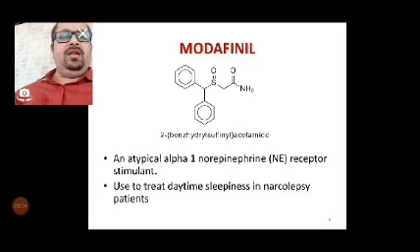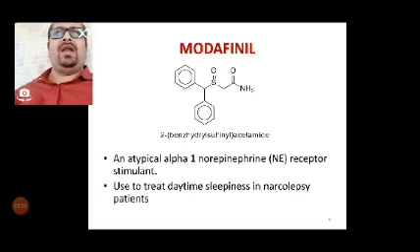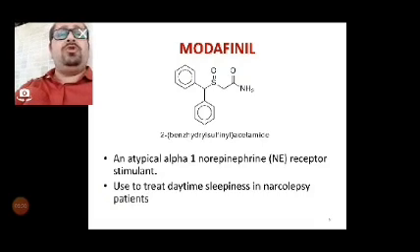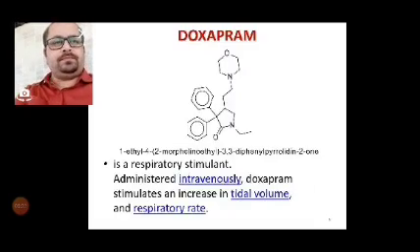This modafinil acts as an atypical alpha 1 norepinephrine receptor stimulant. Norepinephrine means noradrenaline. It is used to treat daytime sleepiness in narcolepsy patients. Those patients sleep in the daytime. So if you administer or recommend this drug, they can overcome their daytime sleep with the help of this CNS stimulant or the analeptic.